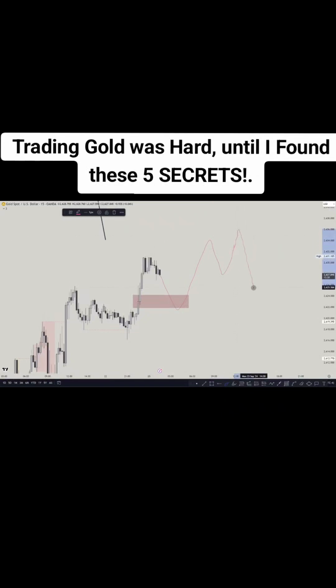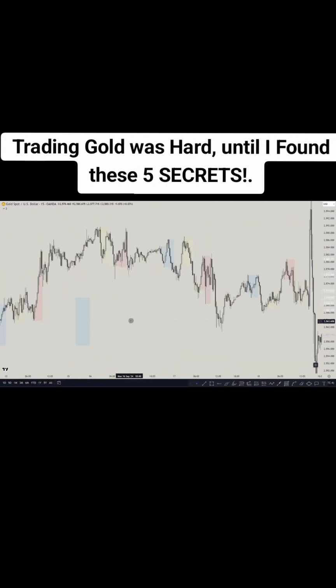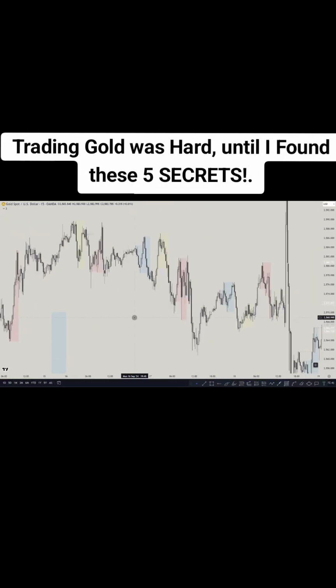We have a sweep, market structure shift, and then maybe another break of structure to the downside. I know that we are going to go lower now. So if you go to the 15 minutes time frame, anywhere in the price action, identify where your break of structure is, and then we can go from there.